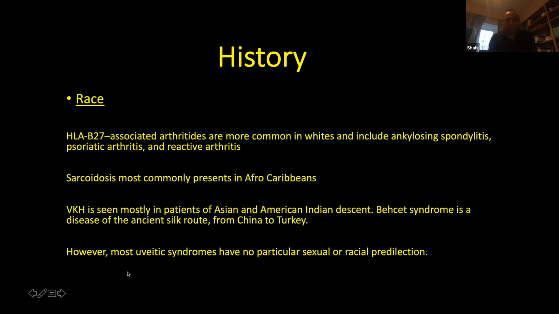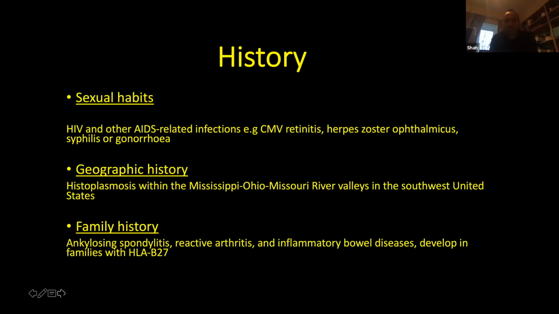Then where the patient's from. HLA-B27 associated arthritides are seen more in Caucasian patients, in particular those who have ankylosing spondylitis, psoriatic arthritis and reactive arthritis. Sarcoidosis, for example, is seen more in Afro-Caribbean patients, Harada disease in Asian patients and those of American Indian descent. And then Behçet syndrome more amongst the patients along the Silk Road from China to Turkey. Most uveitic conditions don't have a particular gender or racial predilection, but it is important to recognize that so that we can try and understand if there is a pattern to be seen.